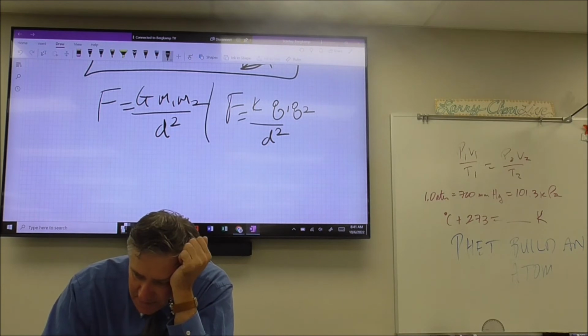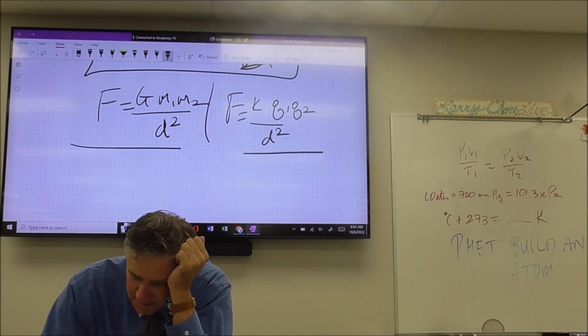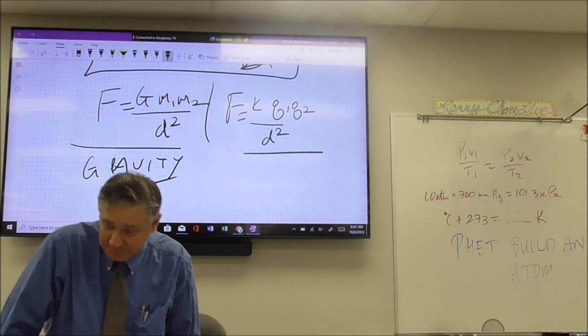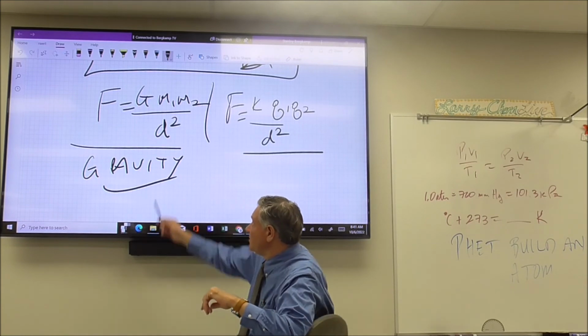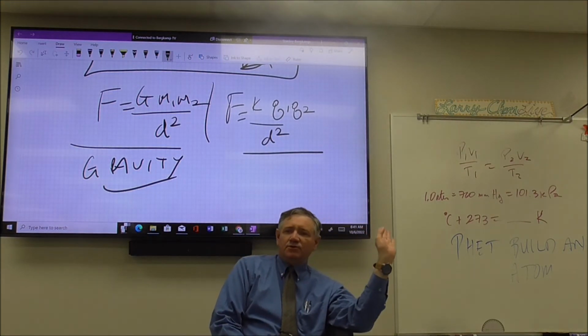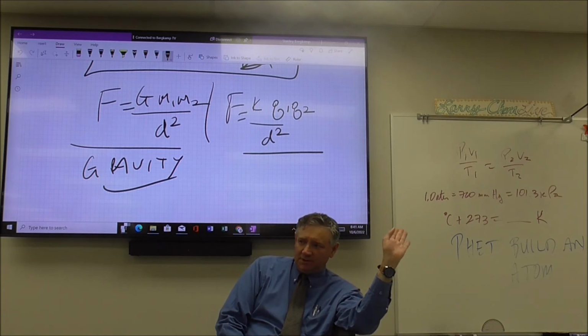So this equation over here allows you to calculate the gravitational attraction between two objects, okay? The big G is called the universal gravitational constant. Don't worry about it, it's just a number. Do not worry about it, it's just a number.